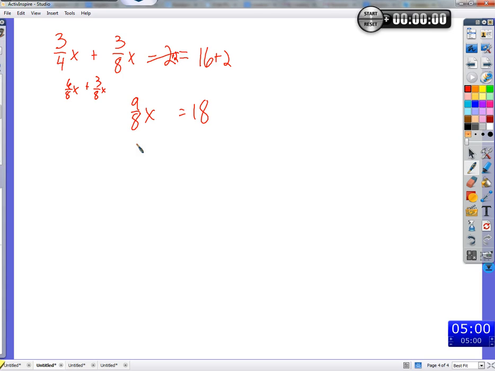Richard? Divide by 9 over 8. Divide by 9 over 8. Anytime you have a number times x, you can always divide it by itself, and that divided by itself is 1, that's 1 times x. That's great. On this side, it's a little easier to multiply by 8 ninths rather than divide by 9 eighths. They're equivalent. You have 9 cancels with 18. 18 divided by 9 is 2, so 2 times 8 gives us 16. X is 16.